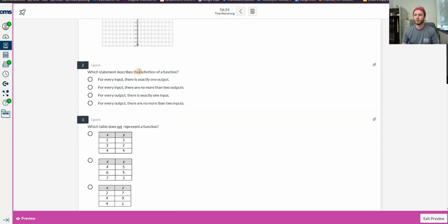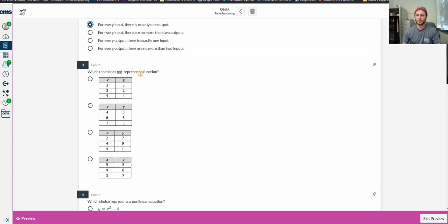For number 2, which statement describes the definition of a function? So if you checked your notes, the definition of a function is something along the lines of that for every input there is one output, meaning the x value only ever has one possible y value, and that would be a. There is exactly one output for every input.